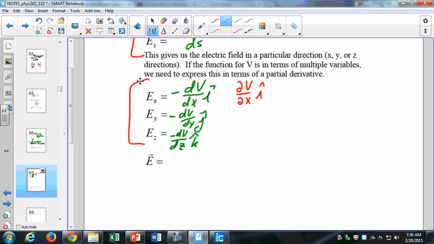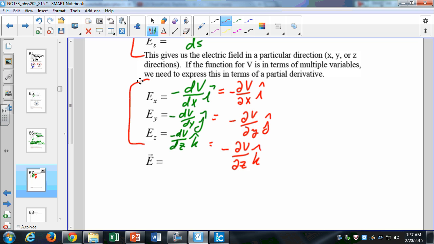It's a lot like a regular derivative, except whenever you take the derivative of the function V here, you're taking it with respect only to x. I'll show you what that means in practice in just a minute, but it works a lot like a regular derivative. And so that's our Ex. Our Ey is going to be negative del V del y in the j direction, and our Ez is going to be negative del V del z in the k direction. We use that to find the x, y, and z components of our electric field.